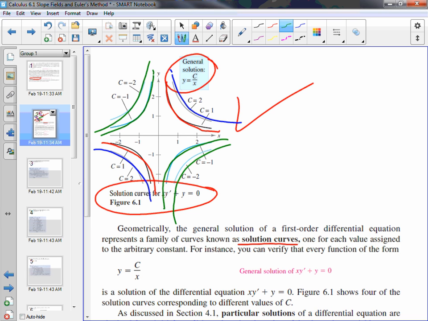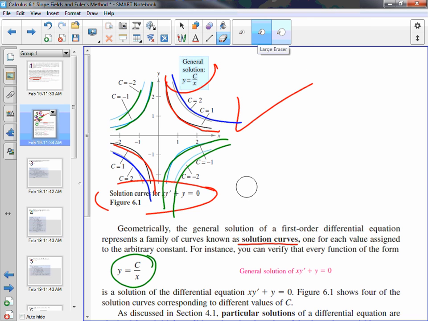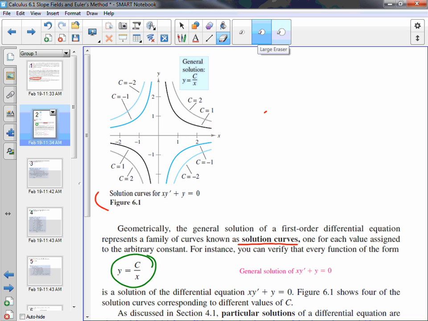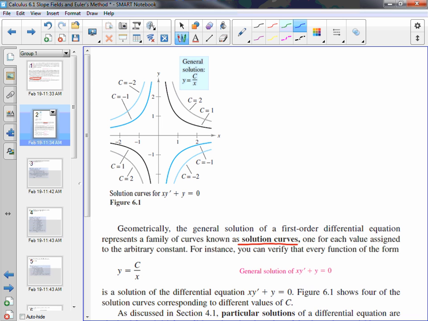For instance, you can verify that every function of the form y equals C over x is a solution of the differential equation xy prime plus y equals 0. This figure shows 4 of the solution curves corresponding to different values of C. And it really is just 4, right, because that and that are considered one curve. It's the same function. It's just that the graph is not continuous. Okay?